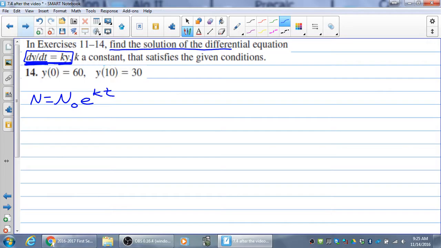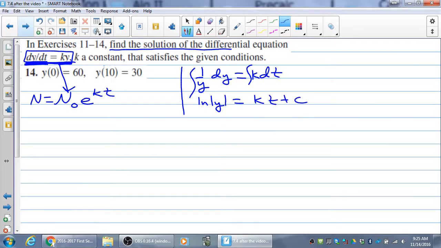Well, it's easy to solve this. You don't have to do this. I know that that goes to that. When I see that, I write that. But where does that come from? It's very simple. We have 1 over y dy equals k dt. We split the differentials, we integrate, we get the natural log of the absolute value of y equals kt plus c. Then we get y is equal to e to the kt plus c. y is equal to e to the c times e to the kt.